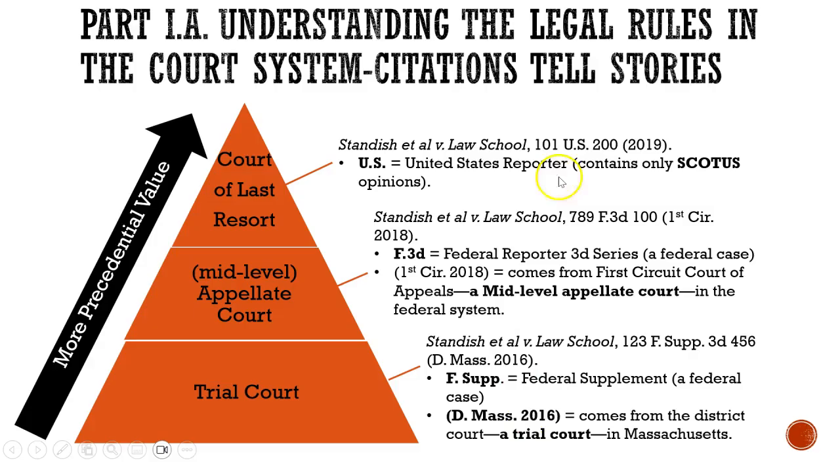So from 2016 to 2019, this particular case, Standish v. Law School, climbed the ladder to the court of last resort, and there's a published opinion here that can tell you the journey of the appeals. Of course, this would be a matter of law. They're appealing a legal topic, not a factual topic.